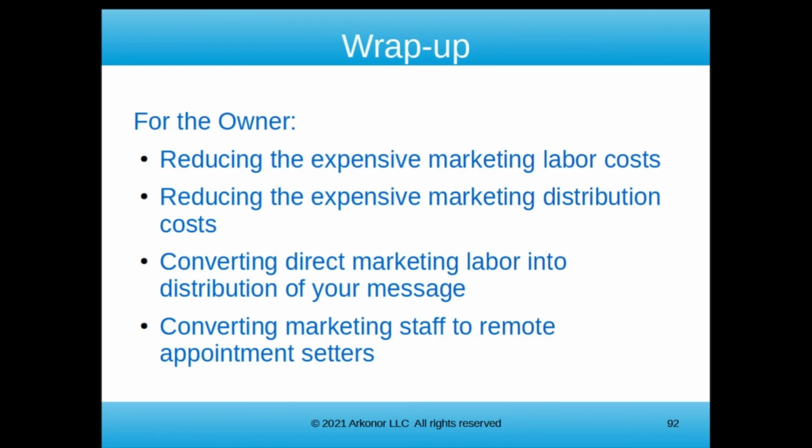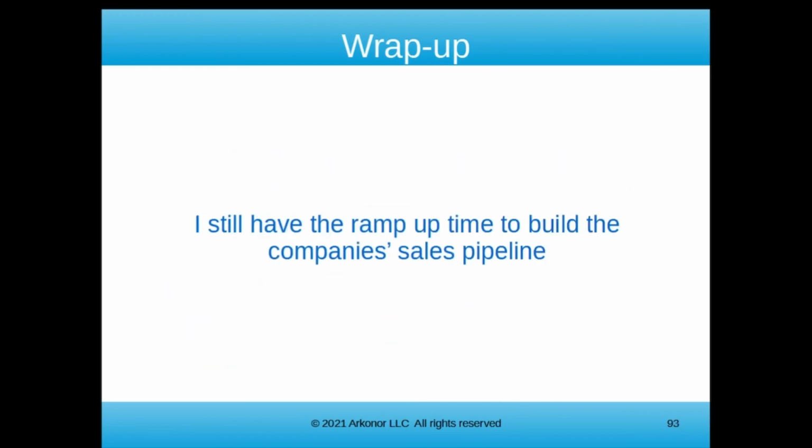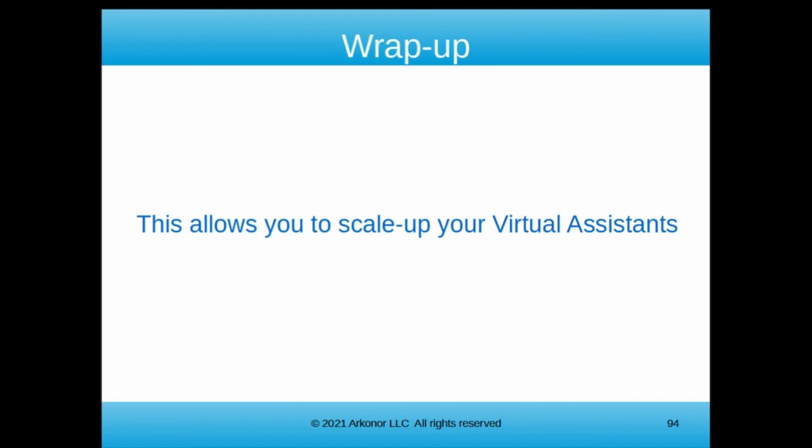My risk is the high cost of the American employee life cycle, but I can afford to pay someone a livable wage in another country, thereby reducing my high turnover rate and allowing me to remove my risk of wasting money. I still have the ramp-up time to build the company's sales pipeline. Now, without the high turnover rate of sales personnel, you're able to move forward on the real problem, finding customers versus finding staff. And this allows you to scale up your virtual assistants and grow your sales by adding more remote virtual assistants, lowering your costs and increasing your profit margin.